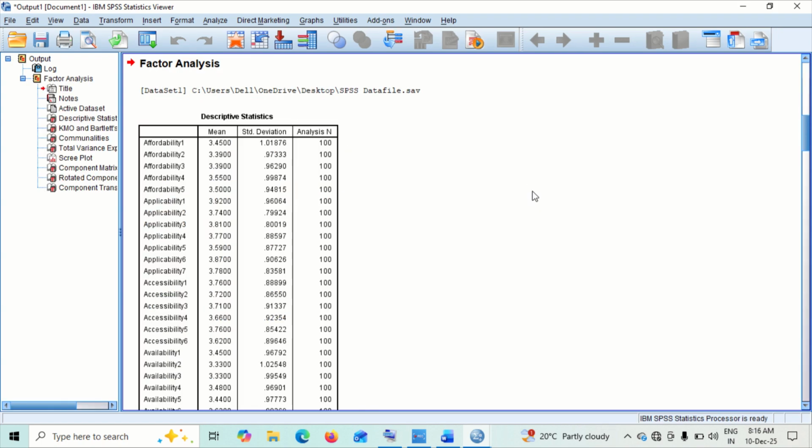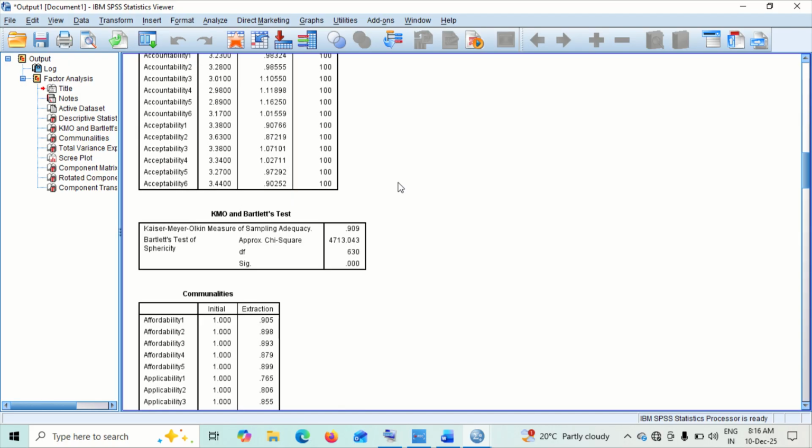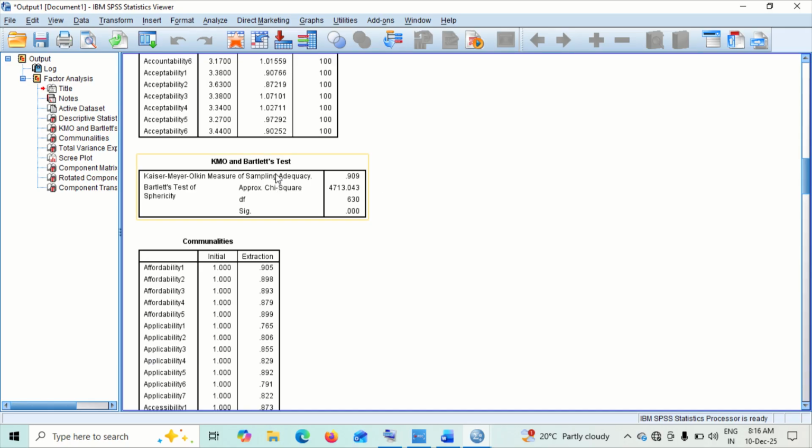Yes, we have got the result of exploratory factor analysis. First, we can see the descriptive statistics table, that is mean, standard deviation and number of factors. Thereafter, the result of KMO and Bartlett test of sphericity. Here we can see the KMO value, Kaiser-Meyer-Olkin measure of sampling adequacy, that is 0.909. Bartlett test of sphericity has three values: approximate chi-square value 4713, degrees of freedom 630, significance value 0.000.